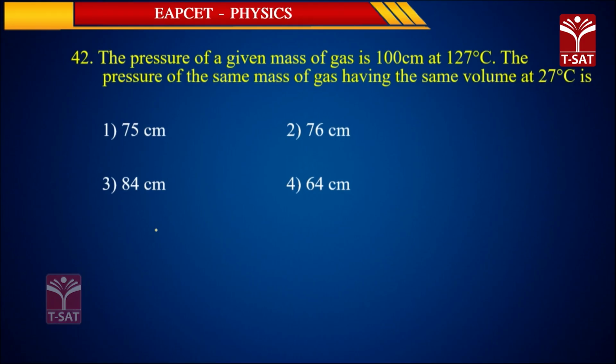Charles law. What is Charles law? P is proportional to T, or P equals KT, or P1 by T1 is equal to P2 by T2, and so on.